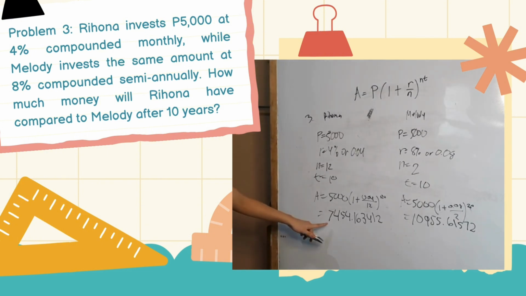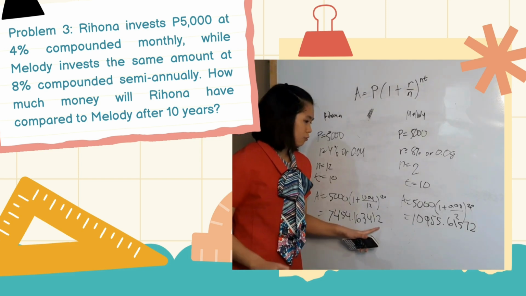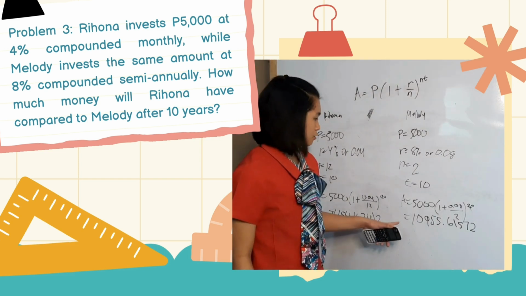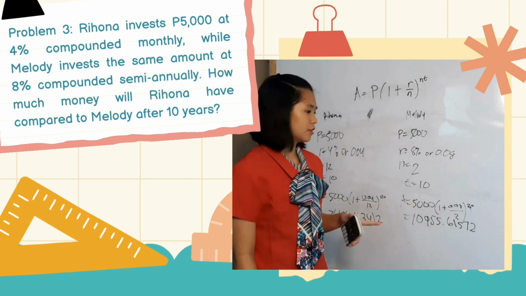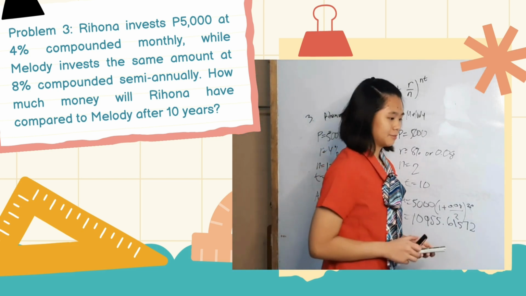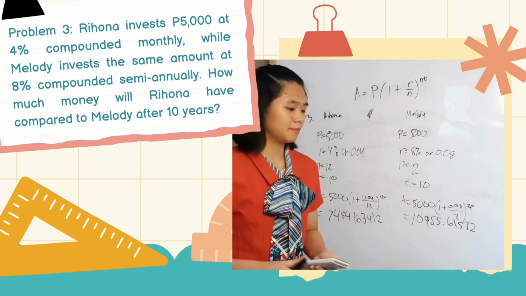Rainah will have 7,454.16341, well, compared to Melody, which is 10,955.61572 after 10 years. Now we're down to our last two problems.